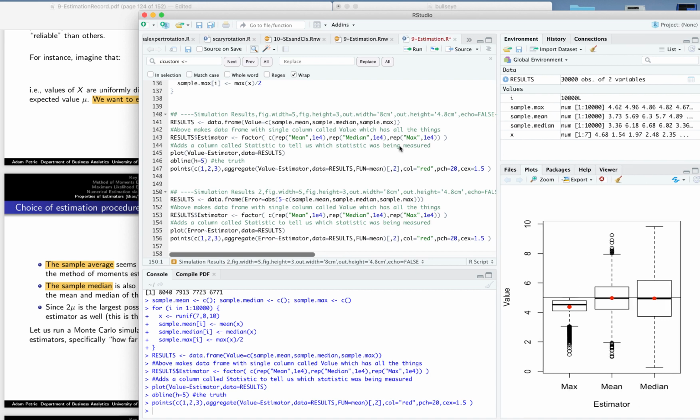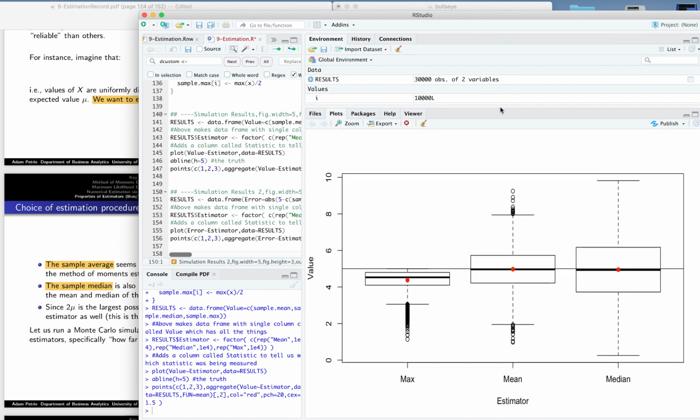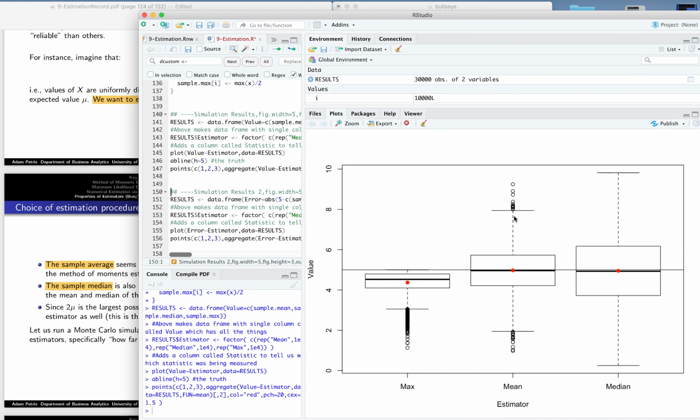All right, so let me expand out this plot. And what are we seeing here? Well, each one of these box plots represents one of the 3 different ways of estimating this unknown parameter. Here's where we just took the sample average. Here's where we took the sample median. Here's where we took the max and divided by 2. And so what can we learn from this? Well, number one, the mean and the median are unbiased estimators of mu here. Sometimes the values are a little bit too high.